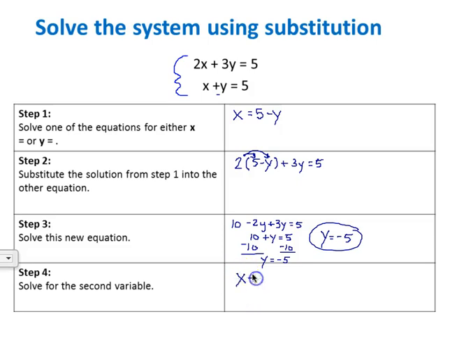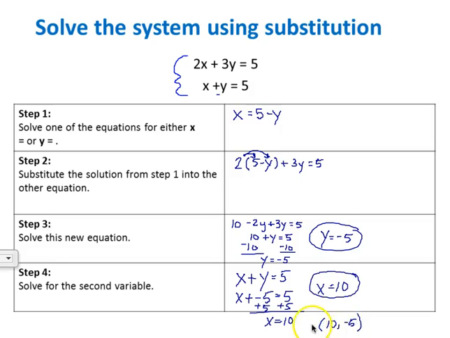So I know one of my equations is x plus y equals 5. Now I'm going to plug in y equals negative 5 to solve for x. So x minus 5 equals 5, and then I'm going to add 5 to both sides, and I get x equals 10. So x equals 10. So my ordered pair would be (10, negative 5).